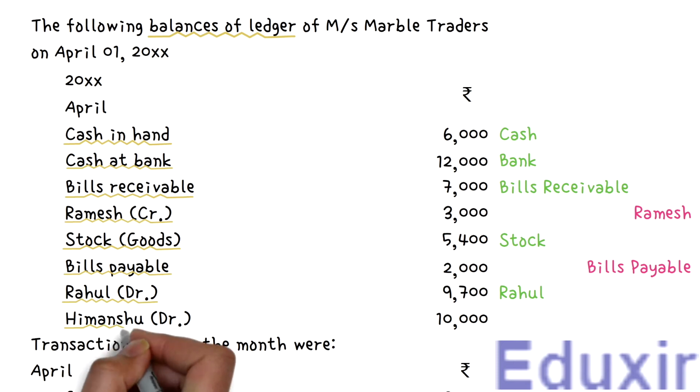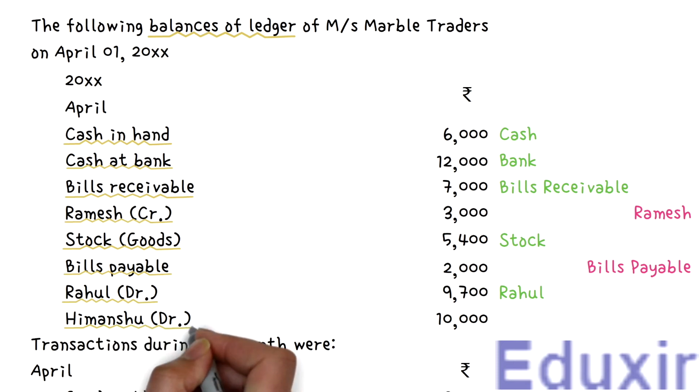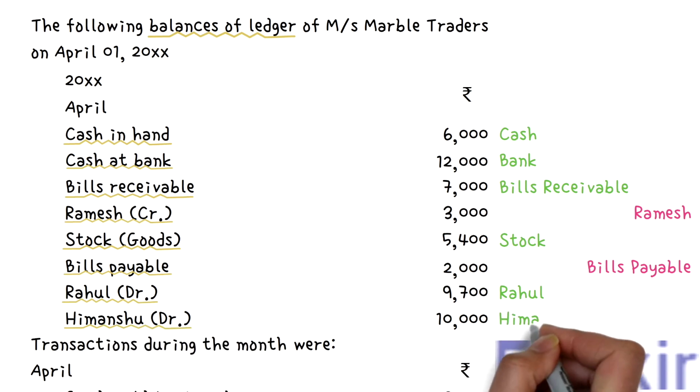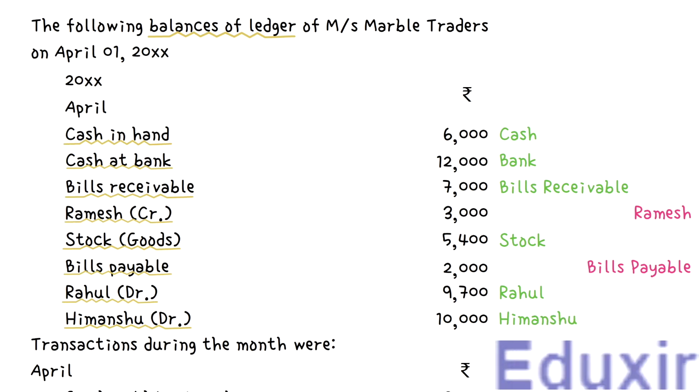Here, Himanshu account has a debit balance of 10,000 rupees. So, Himanshu is a debtor of the business and should be recorded as an asset. With this analysis at our disposal, let us now proceed with the journalizing of this transaction.